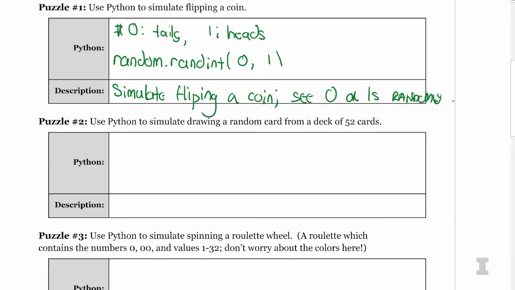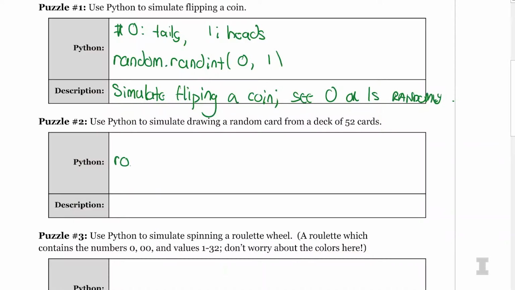Second puzzle: use Python to simulate drawing a random card from a deck of 52 cards. We're going to explore a lot of different ways to do this, but I think the simplest and easiest way is to think about all 52 of these cards as uniquely numbered cards. I could think of the 2 of clubs as the first card, and then the 3 of clubs as the second card, and you can give a unique number to every single one of these cards, and that's one way to think about randomizing these cards. Yes. So there's 52 of these cards. If we pick a number between 1 and 52, we've uniquely identified every single one of these cards.